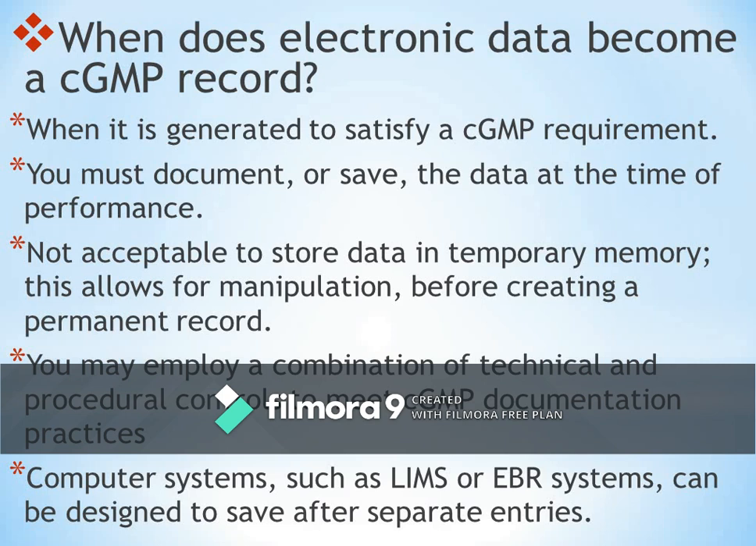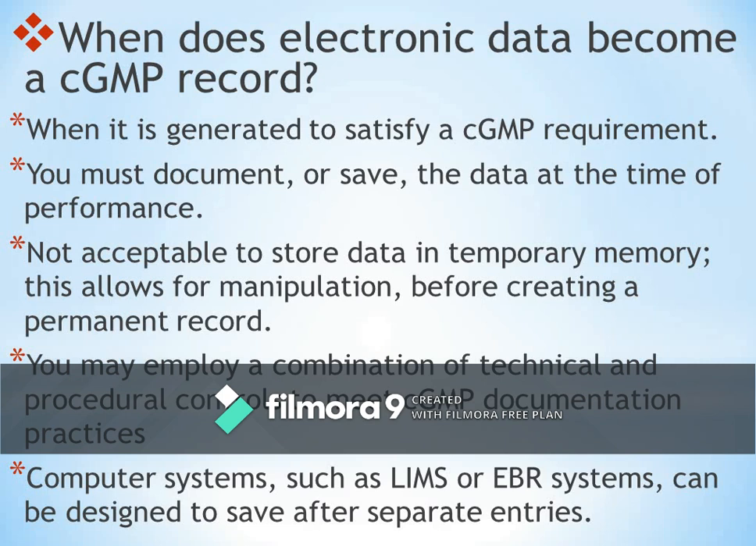When does the electronic data become a cGMP record? When it is generated to satisfy a cGMP requirement, it becomes a part of the cGMP record. You must document or save the data at the time of performance. It is not acceptable to store the data in temporary memory like read-only memory.